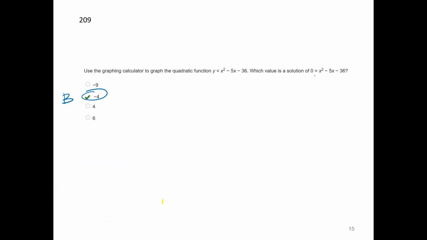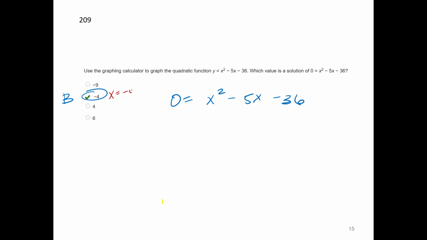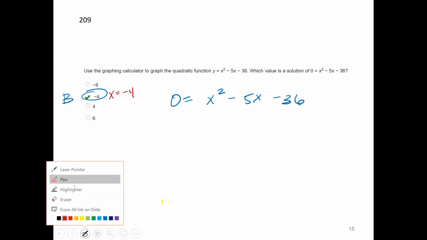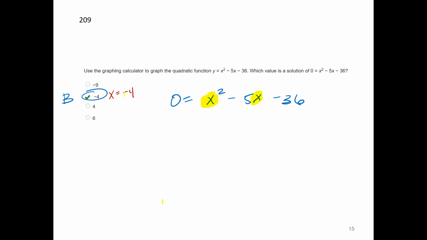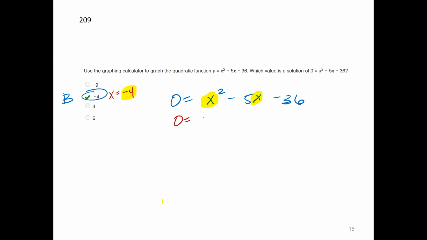Okay, so 0 equals x squared minus 5x minus 36. So here it's saying x is equal to -4. So wherever you see an x here, you're going to replace that number with -4. And we want to make sure it equals 0. So 0 equals -4 squared minus 5 times -4 minus 36.